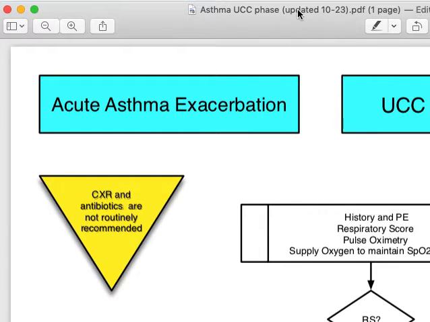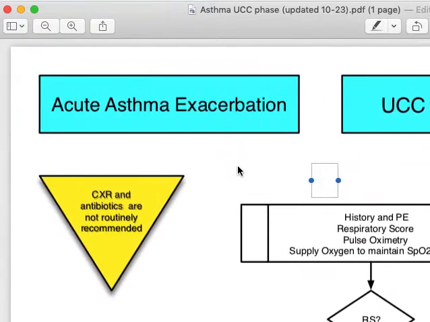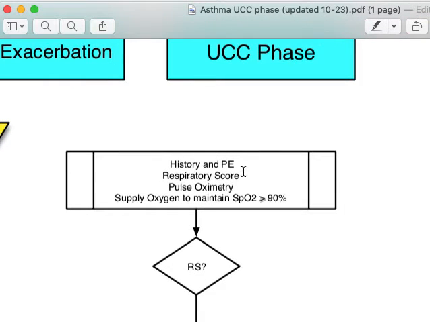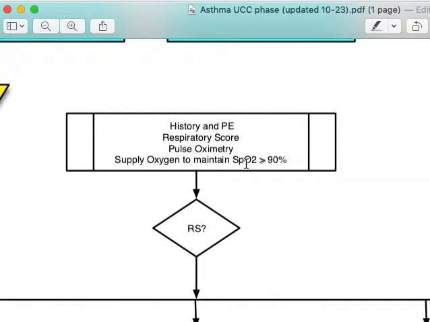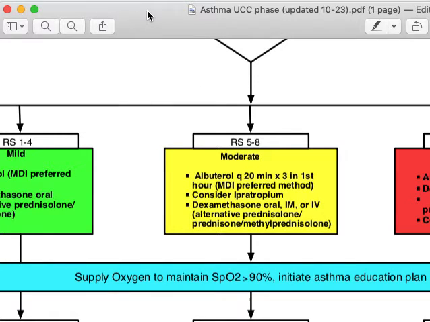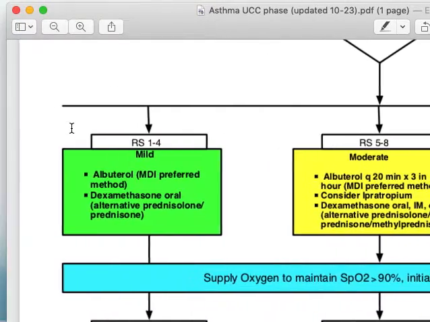Here is the UCC phase of the asthma pathway. I'd just like to remind everyone that this can be found under the PEDS Medical Resources folder. Now, chest x-rays and antibiotics are not routinely recommended. When a patient is triaged, they should have a documented respiratory score. If they don't, please remind the nurse. With a respiratory score, we will then stratify our patients into the mild category, the moderate, and the severe category of the pathway.